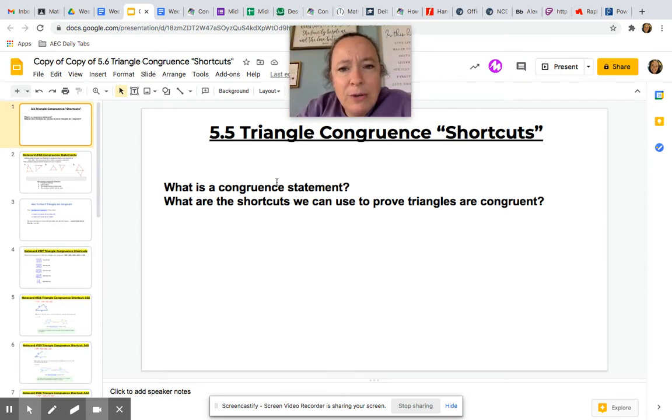And what is a congruent statement? That's the first thing in the website that you went to on Thursday. It didn't really talk about congruent statements, and we need to talk about what those are and the order and all of that. And the next essential question is, what are the shortcuts we can use to prove triangles are congruent?